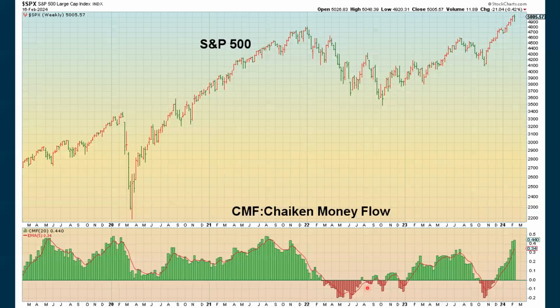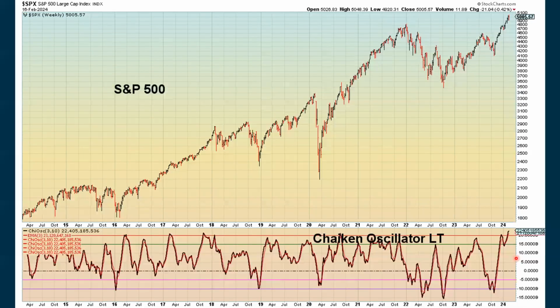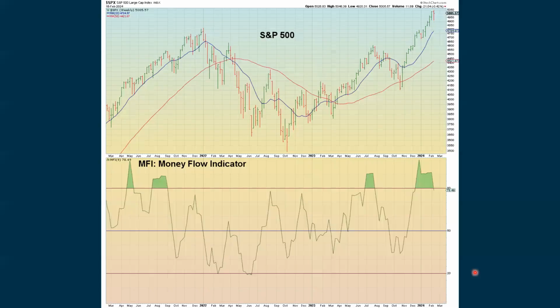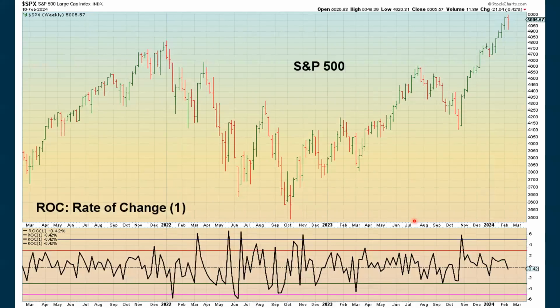The Chaikin money flow is another smart money indicator. That still shows that the smart money is in buying. The Chaikin oscillator is looking extreme positive. This is another one of the smart money indicators. The force index declined, but it's still above zero, so it's green. That's positive. We're coming down after being extreme positive with the money flow index.